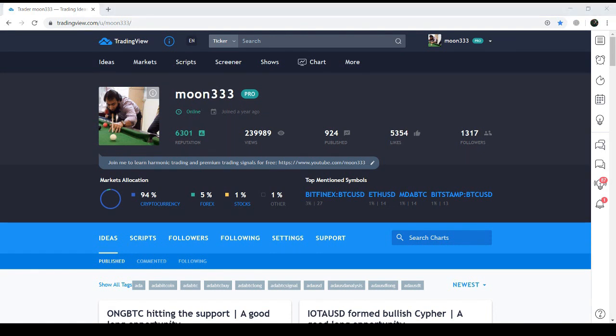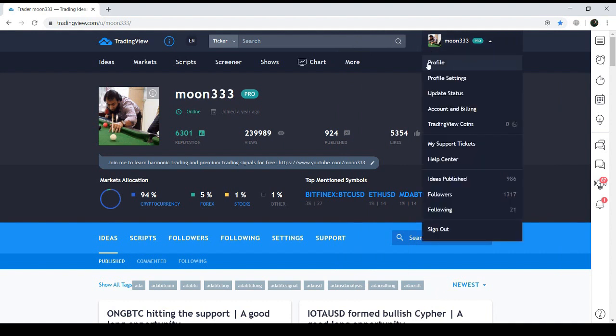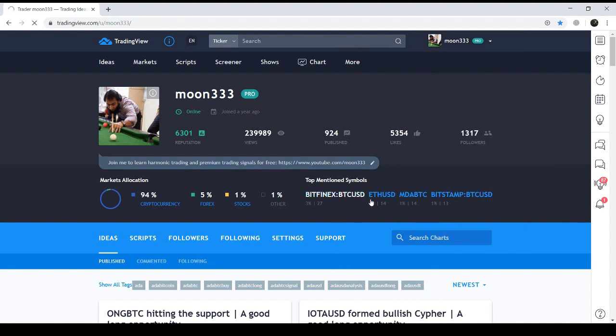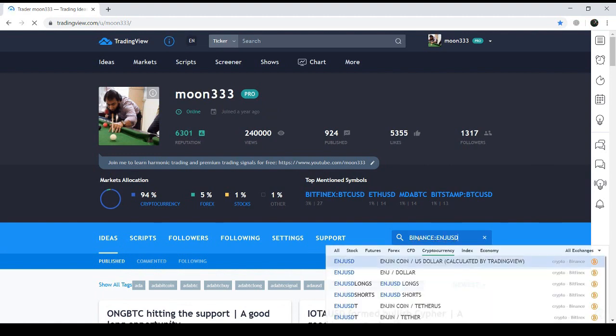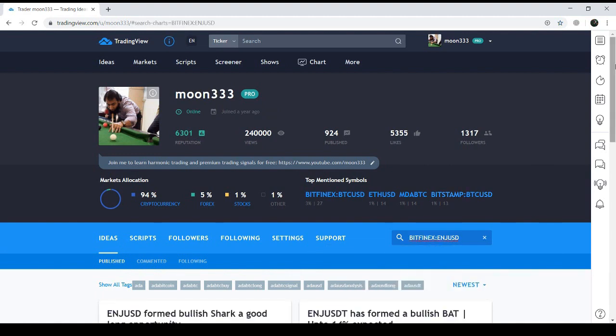Yesterday I posted 6 altcoins which were expected to give profit within next 24 to 48 hours. First we'll see the results of those trades, and after that I'll show you my new shortlisted altcoins trades. First I shared with you the ENJ US dollar, and this was the trade of Enjin coin with US dollar pair.